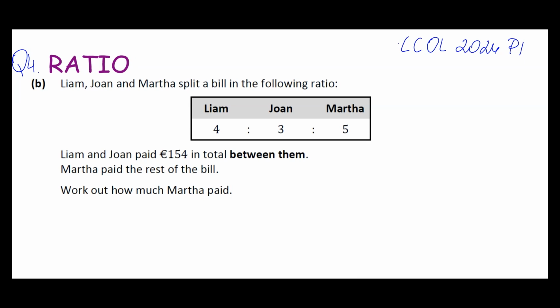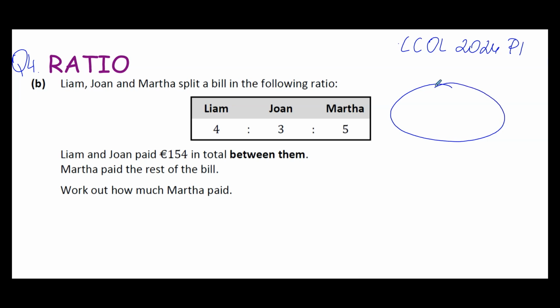Let's have a look at ratio. Liam, Joan, and Martha split a bill in the following ratio: Liam 4, Joan 3, Martha 5. What does that mean? Well, basically that means that when we are talking about ratio, everything is divided into a number of equal parts.